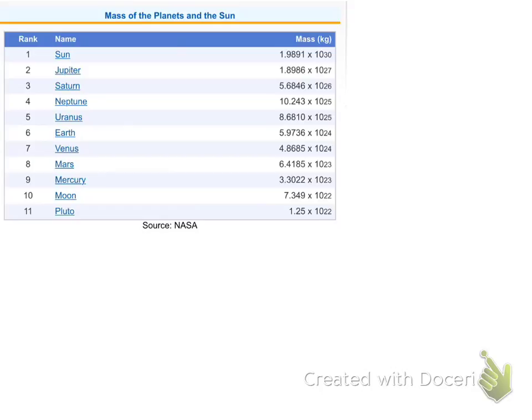So as I look at these numbers, I notice a couple things. If I look kind of in the middle, I see these planets in the middle anywhere from 10 to the 24th, 10 to the 25th. Neptune, Uranus, Earth, Venus. So those are all kind of a similar order of magnitude. There's some smaller and some bigger. So if I'm going to define a unit, I might want to pick something that's kind of in the middle.